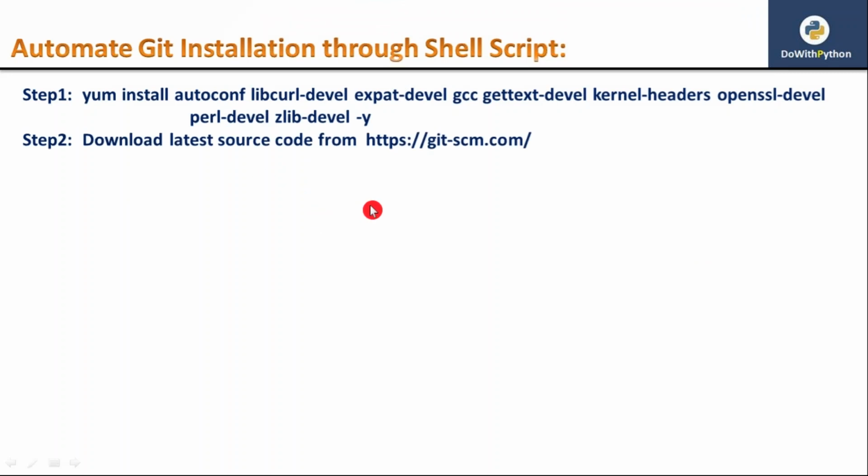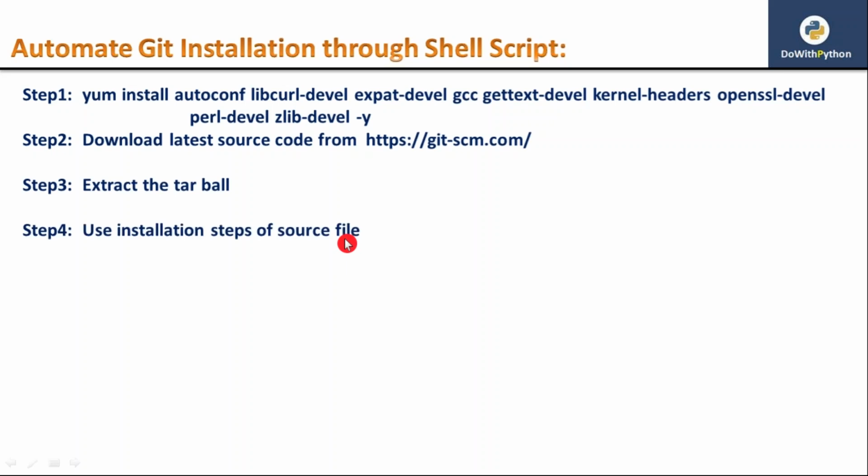The second step is to download the latest or whichever Git version you require. You download the tarball from the official website URL, and to download any URL you use the wget command: wget followed by the particular URL. Once that is done, you extract the tarball. After that, you move into that directory. Then you follow these steps: configure, make, install.